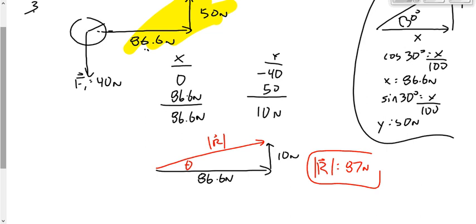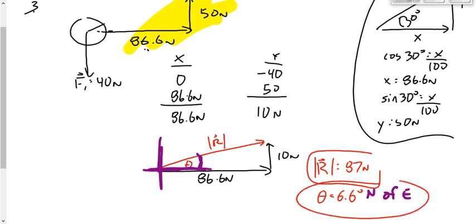And theta was pretty small. I can't remember what it was. Actually, I think it was 6 point something, wasn't it? 6.6 degrees. Now, we're measuring that angle from the east, but it's north from the east. So we're going to say it's 6.6 degrees north of east. Good?